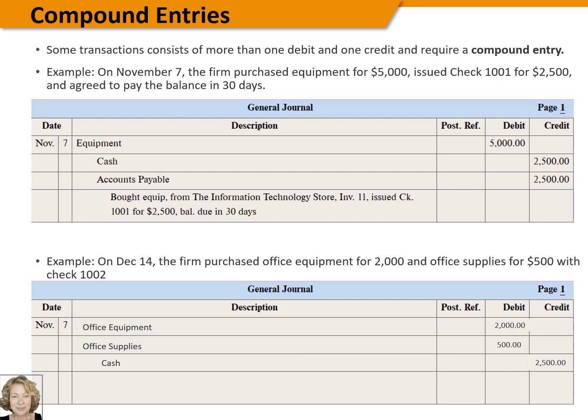Here's another example. In our second example, the firm purchased office equipment for $2,000 and office supplies for $500 with check 1002 on December 14th. For this business transaction, we would debit office equipment for $2,000 and debit office supplies for $500 and then credit cash for $2,500.